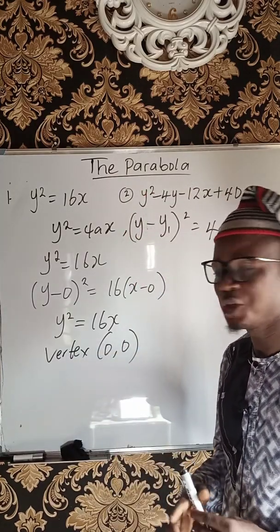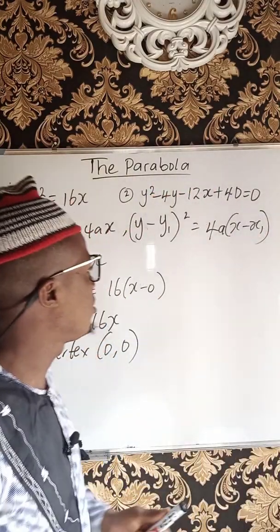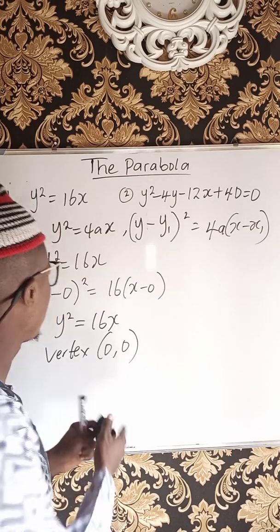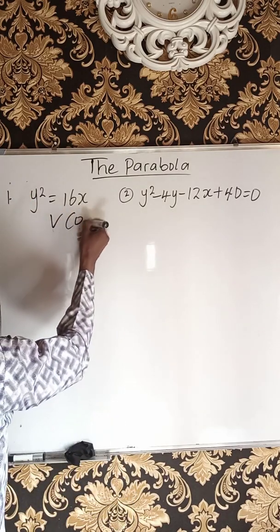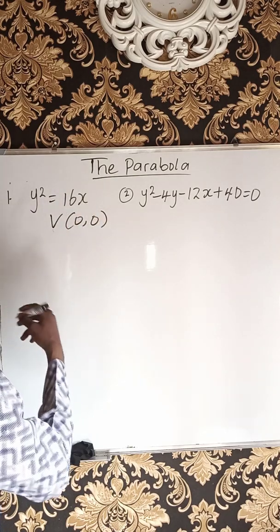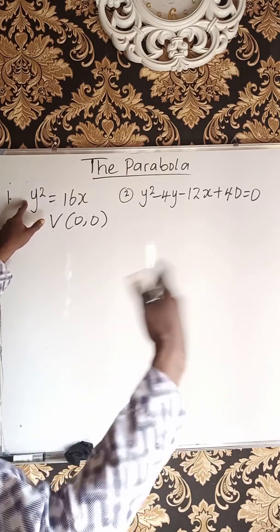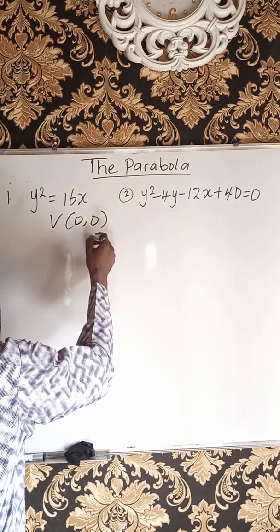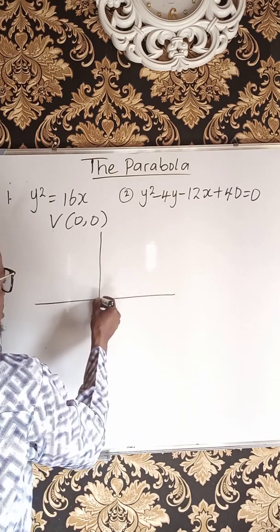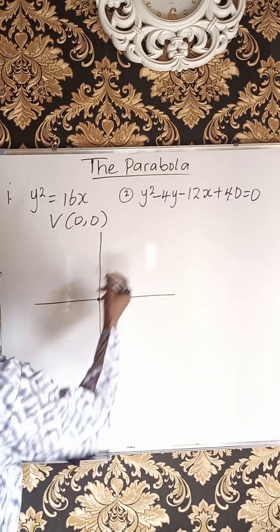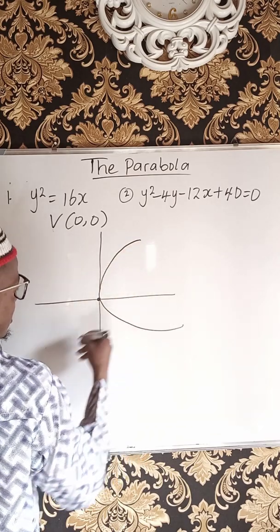So these are the things you need to know about this parabola. Having known this, you are free to draw the curve. I'll clean this. You've known that your vertex V is 0, 0, and because this is positive and this is y squared, it is going to face the right. So let's say this is the y-axis and this is the x-axis. It is at the origin, 0, 0. So look at our parabola, something like this.